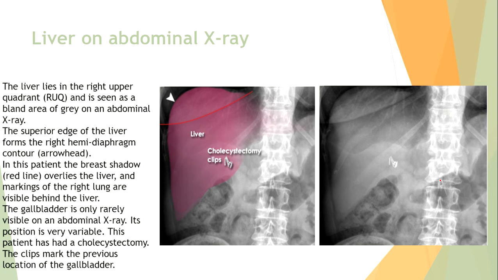Liver on abdominal X-ray. The liver lies in the right upper quadrant and is seen as a blend area of gray on abdominal X-ray. The superior edge of the liver forms the right hemidiaphragm contour (arrowhead). In this patient, the breast shadow (red line) overlies the liver, and markings of the right lung are visible behind the liver. The gallbladder is only rarely visible on an abdominal X-ray.